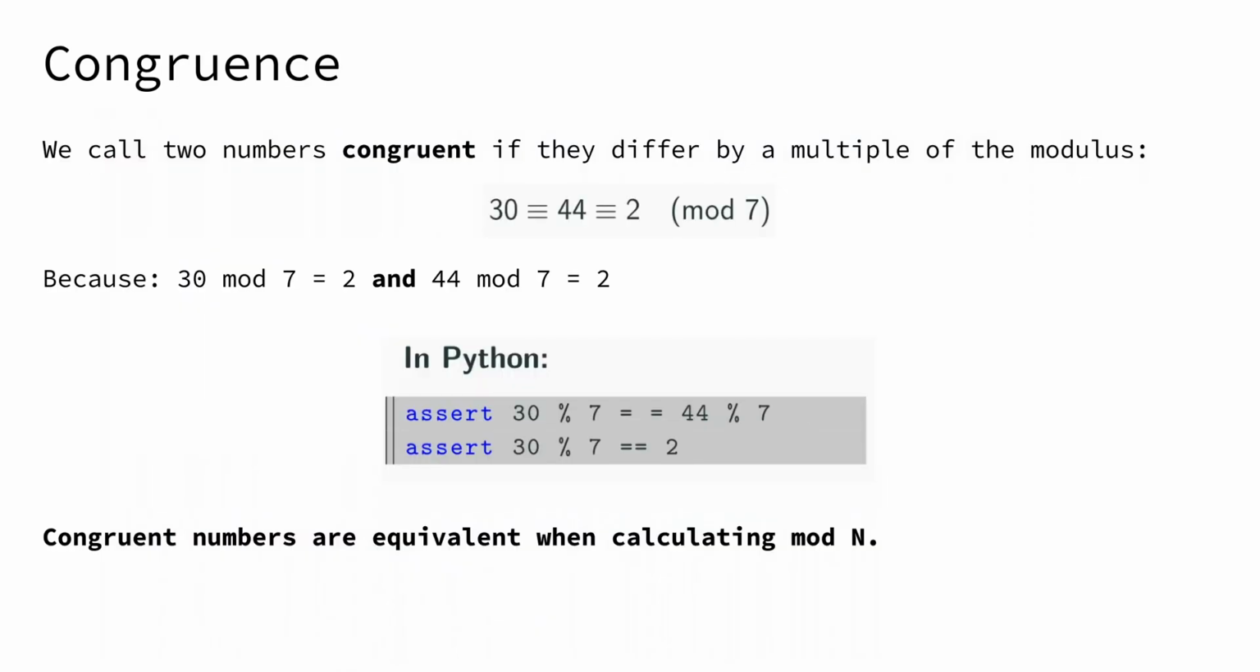Okay, so that's what we call a congruence. Two numbers are congruent to one another if they differ by a multiple of the modulus. So, in this case, 30 mod 7 is 2. 44 modulo 7 is also 2. So, these three numbers here, 30, 44, 2, are congruent modulo 7. That means when we calculate anything modulo 7, these are equivalent. We can just switch the numbers and we will have the same result.